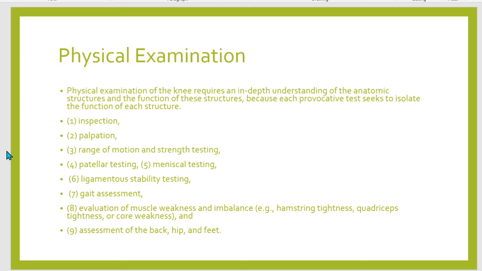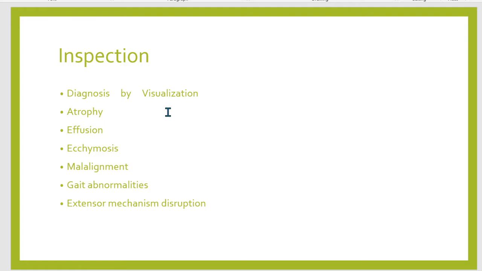What is the appearance of the patella, where is it located? Is the knee deformed? Is the knee too big compared to the other? Then you have your palpation. So inspection is diagnosis by visualization that includes atrophy, effusion, ecchymosis, malalignment, gait abnormalities, and extensor mechanism disruption.